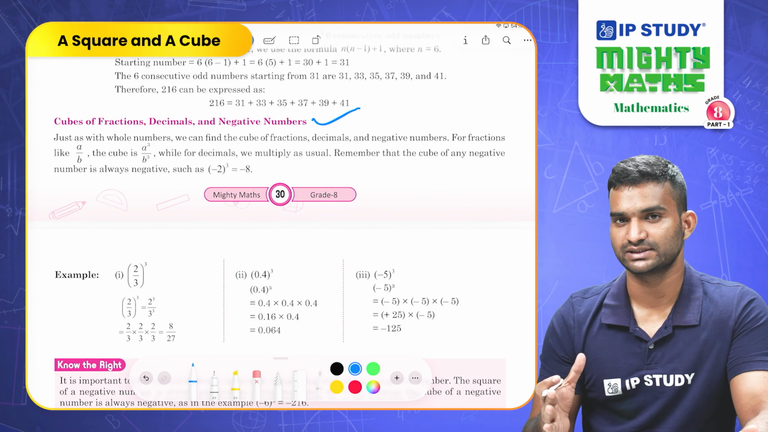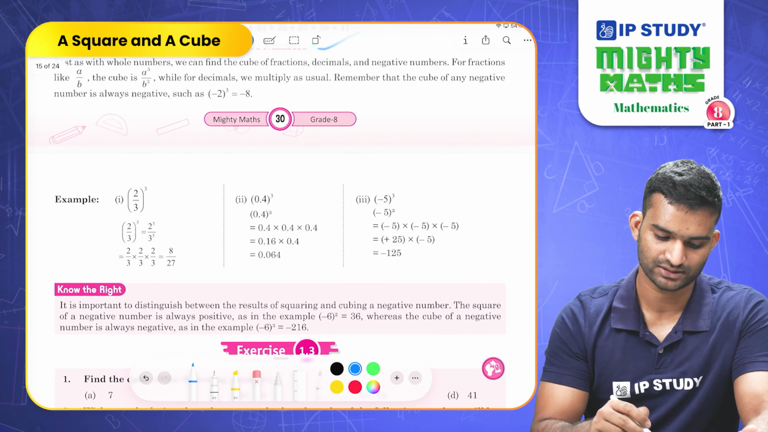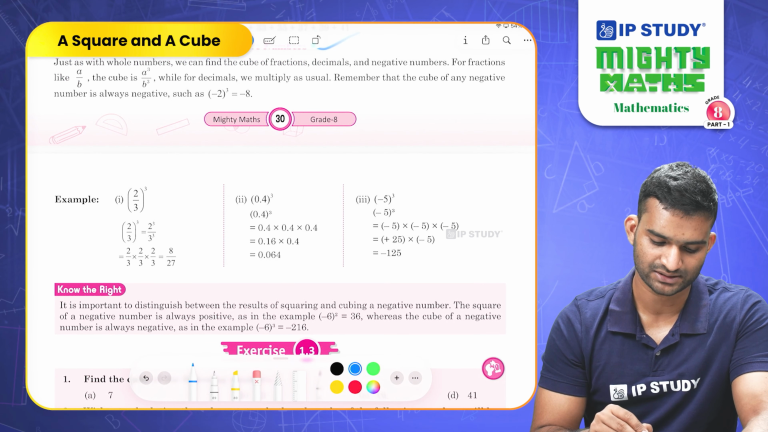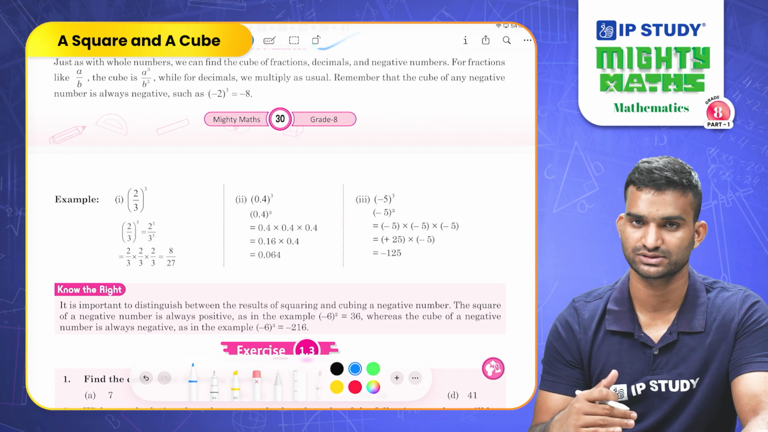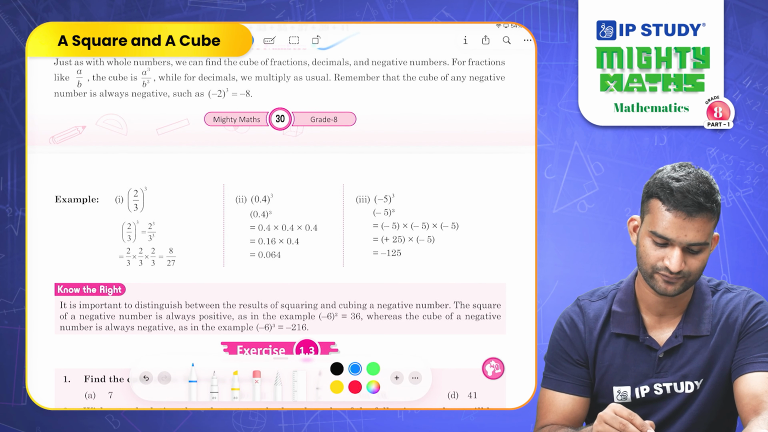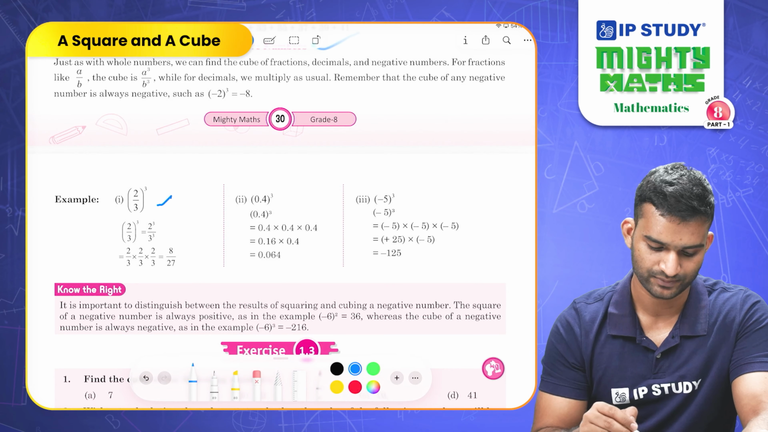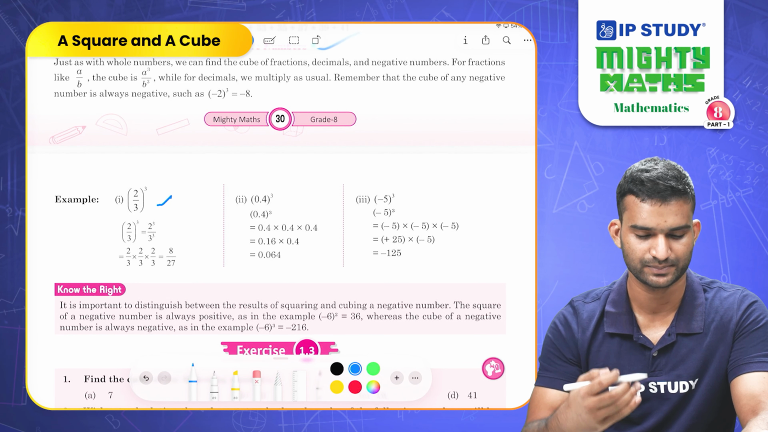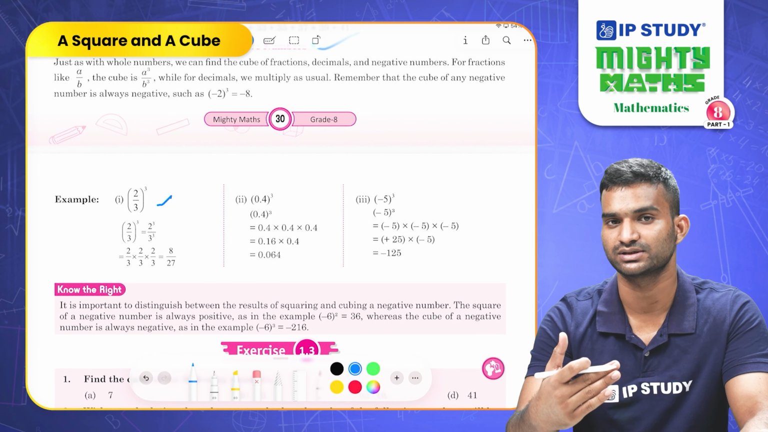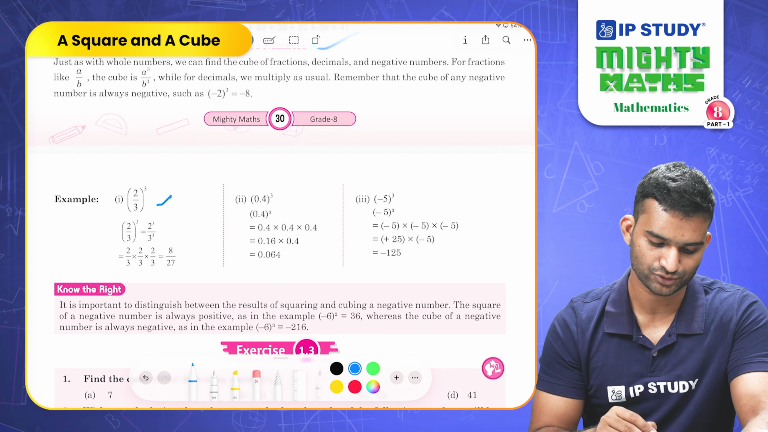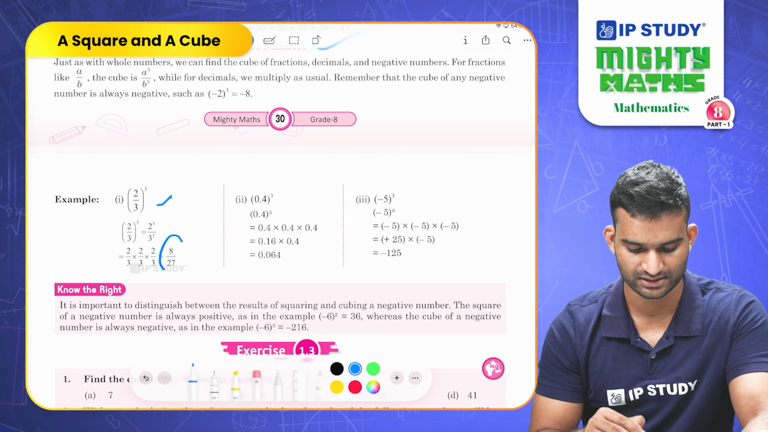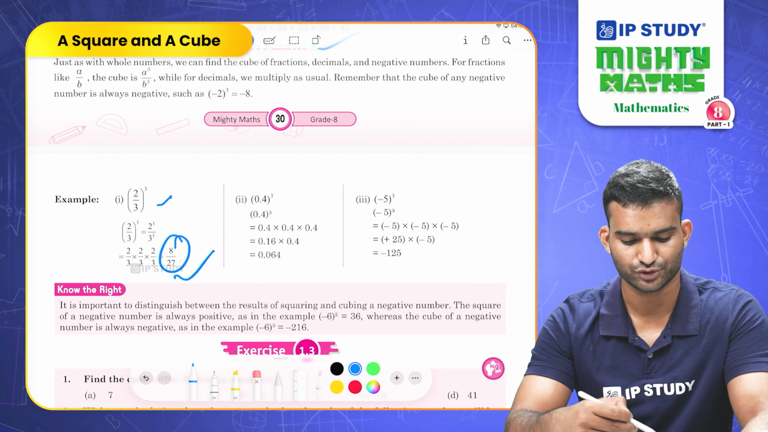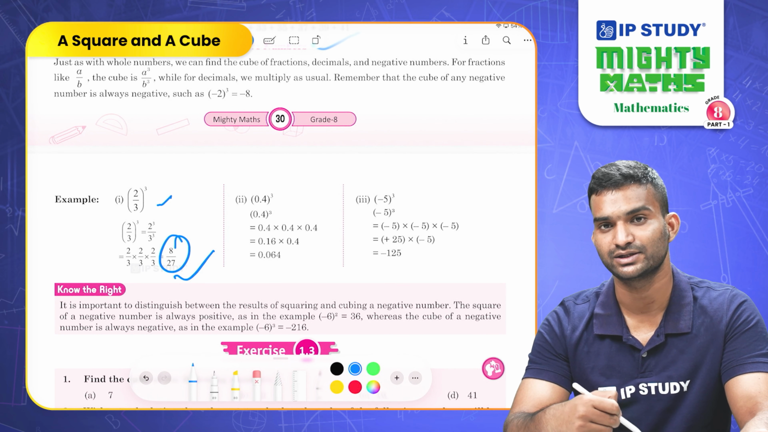Moving to the next topic, cubes of fractions, decimals and negative numbers. Whenever we take a fraction, we look for its cube. We simply multiply the numerator by itself and the denominator by itself. For example, to take the cube of 2 by 3, we multiply 2 by 3 thrice. So 2 by 3 multiplied with 2 by 3 multiplied with 2 by 3 results in 8 by 27. So the cube of 2 by 3 is 8 by 27.